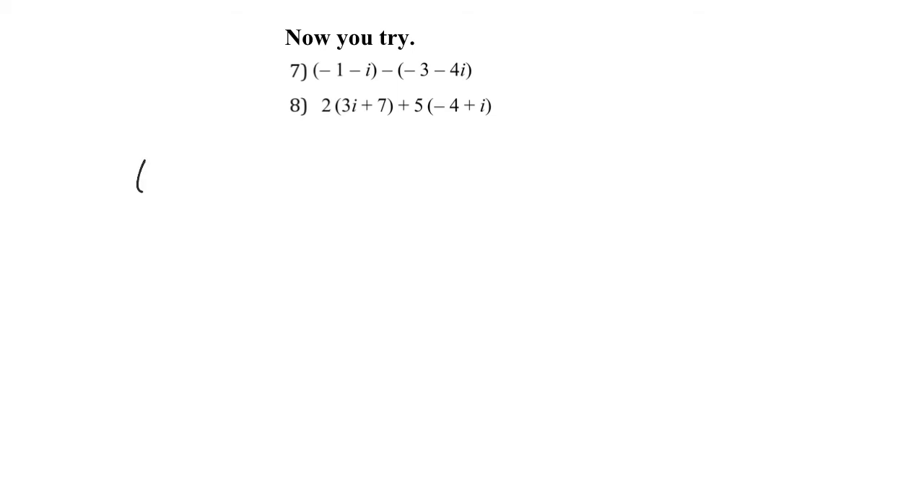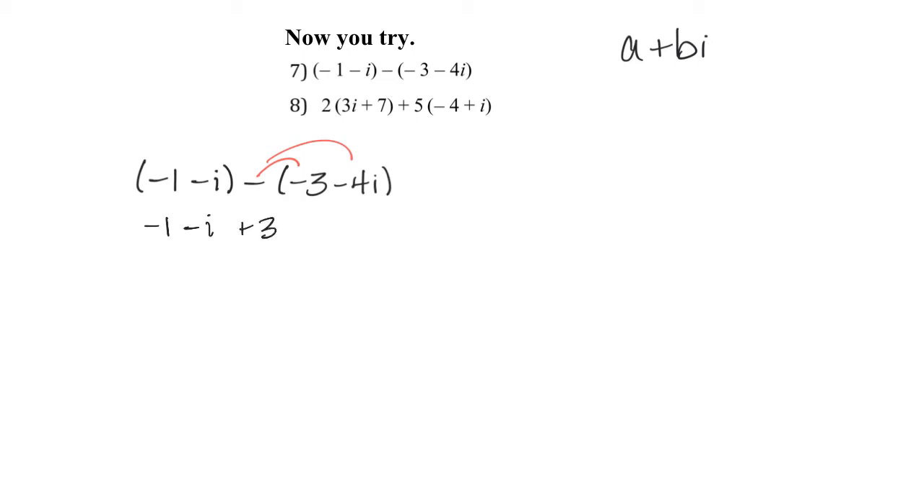Again, this is a little bit different because you are subtracting. The parentheses are still just separating those 2 complex numbers. And again, a plus bi is the format that you're going to write it. So I'm going to get rid of these parentheses, but that means I'm going to actually have to take this negative and distribute it through. So I have a negative 1 minus i. Negative times a negative is going to give me a positive 3. A negative times a negative again is going to give me a positive 4i.